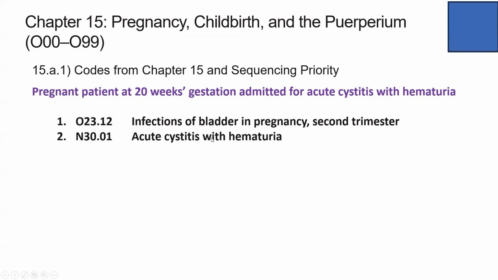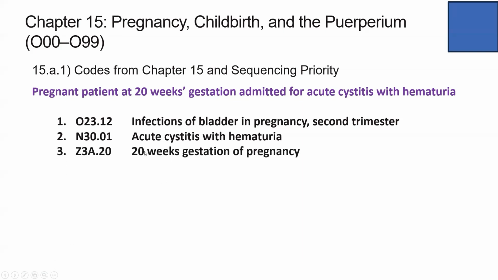Then we have acute cystitis with hematuria, and this is going back to our guideline where we're talking about being able to use codes from other chapters to further specify the condition if it's not already specified in our OB or our Chapter 15 code. And in this case, we have other information in this N code that provides the specificity we need to fully capture the diagnosis. So this is just telling us this is an infection of the bladder in pregnancy, second trimester, but this is telling us more specifically what that infection is. It's an acute cystitis with hematuria.